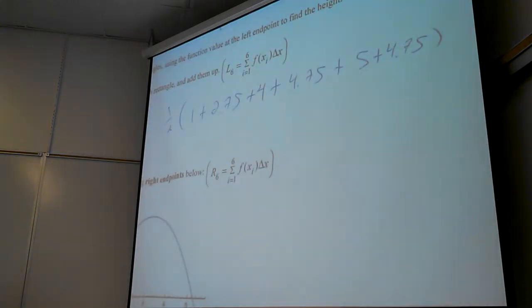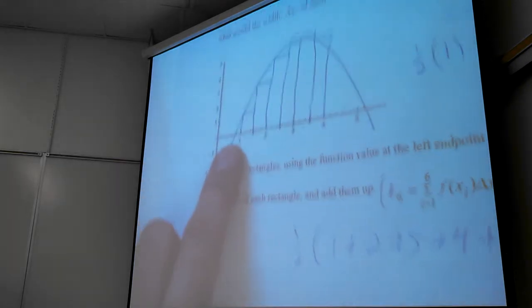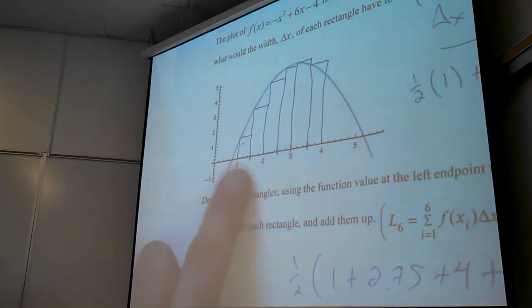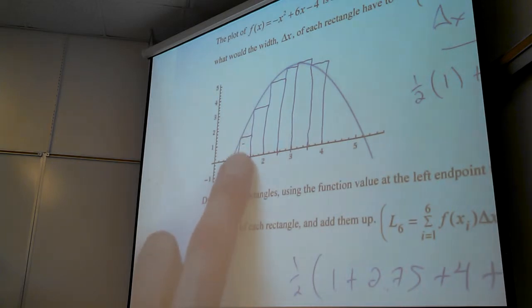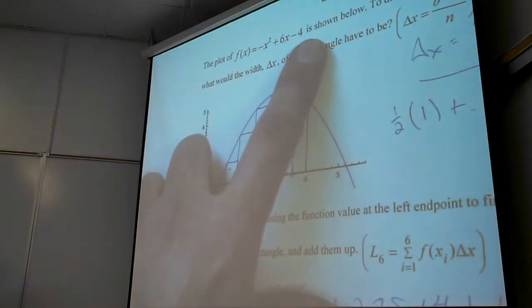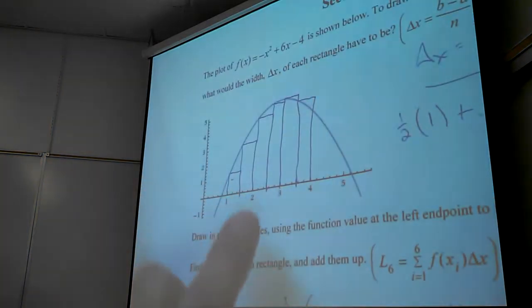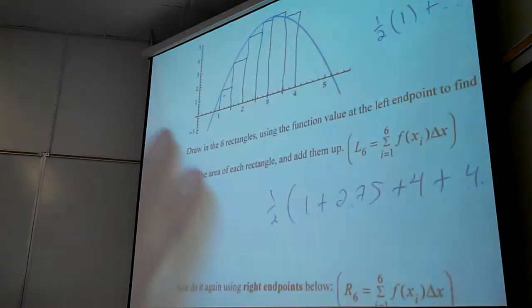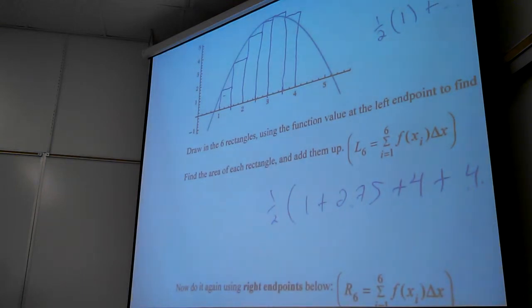If I bring the 1/2 through, I just get the area of each of those rectangles I drew. Why is the first rectangle 1? It's not 0. The height is based on how far up it goes from 1. At 1, this is negative 1 plus 6 minus 4, that's 1. The only reason the height was 0 before is because the output of 0 is 0.